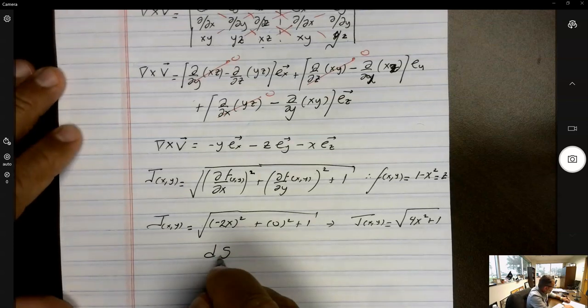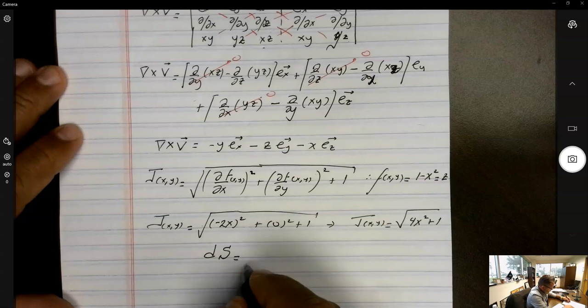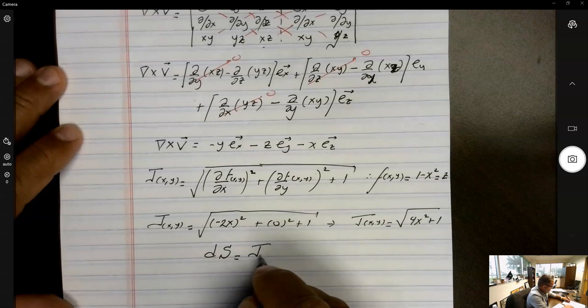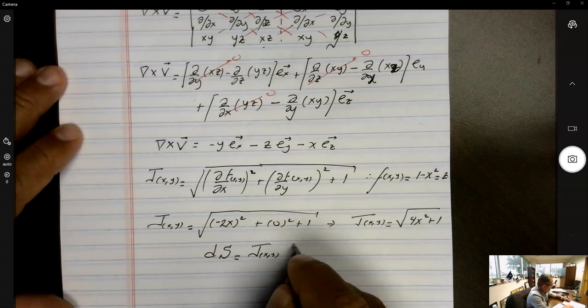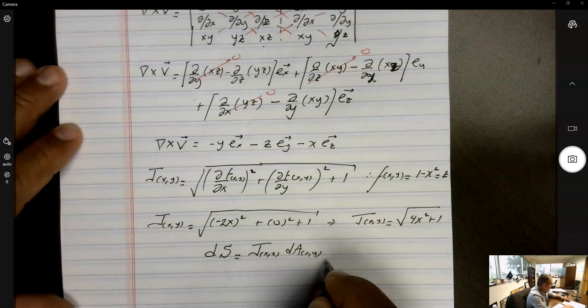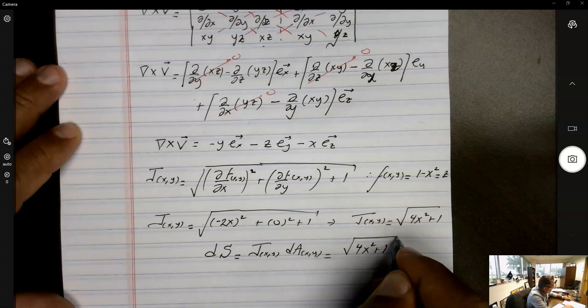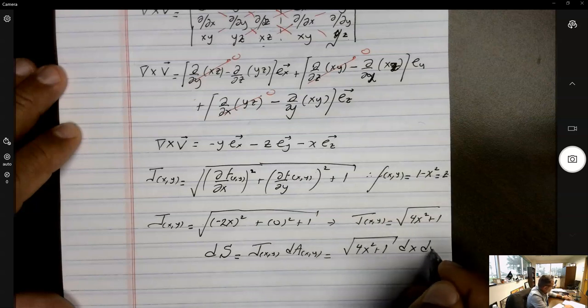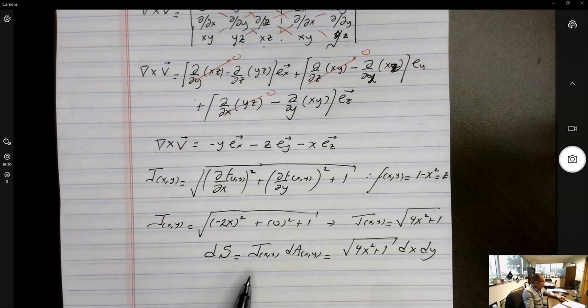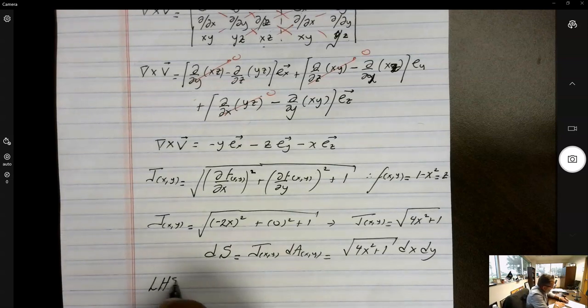So the differential of surface is the Jacobian on the xy plane times the differential of area on the xy plane, which is equal to the square root of 4x squared plus 1 times dx dy, or dy dx. Or we could have done this in the xz plane or the yz plane, and would have ended up with a similar expression. So let's go back to the left-hand side.